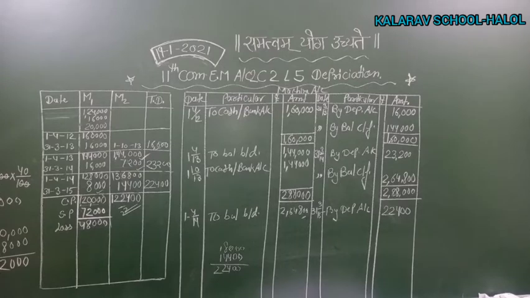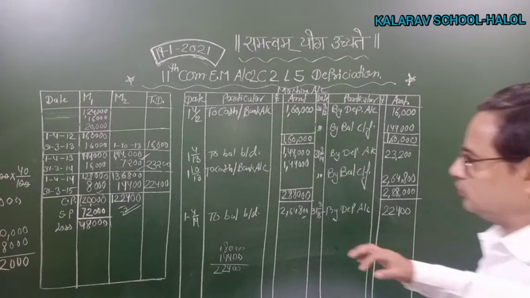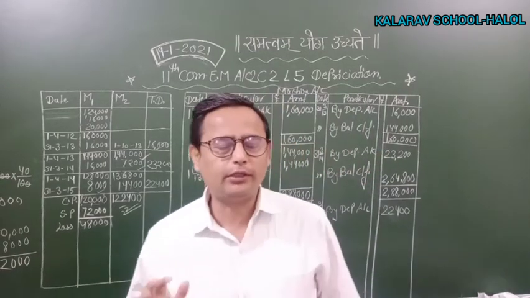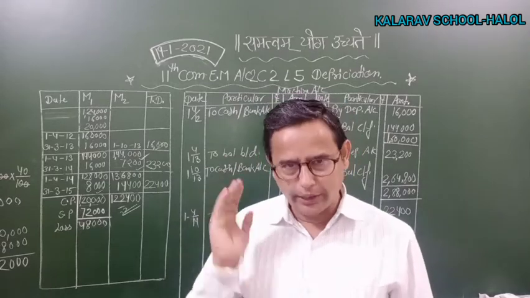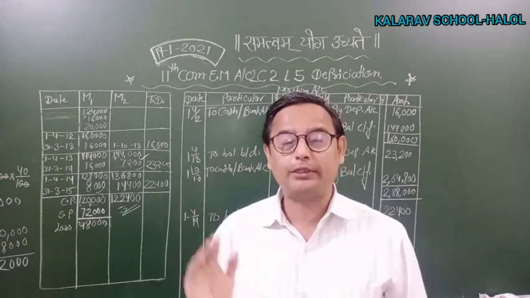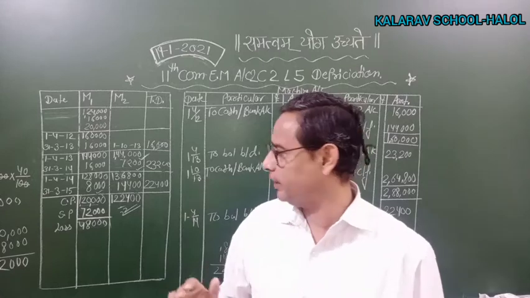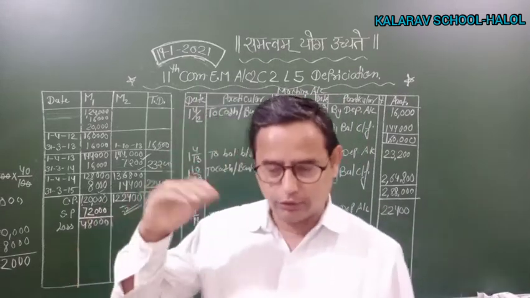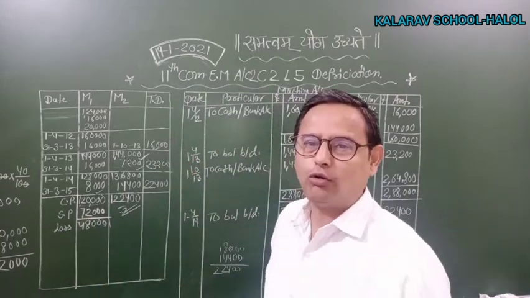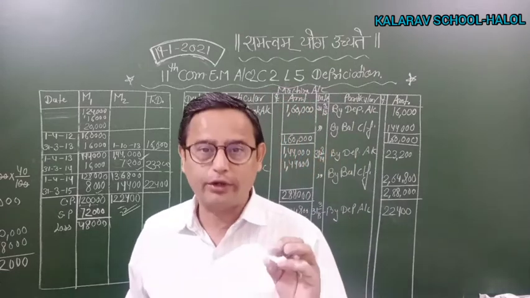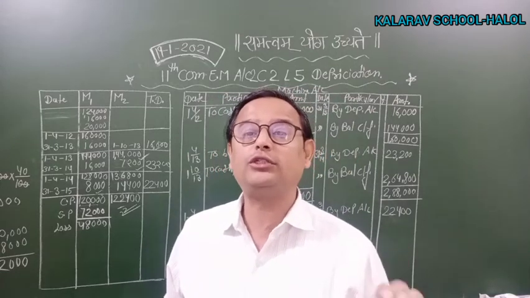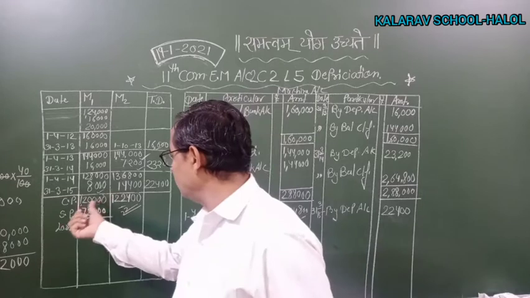Children, I have made one mistake in the working note here. It was not 14%, it was 40%. It was my mistake that I counted it as 14%. It is not 14, it is 40.